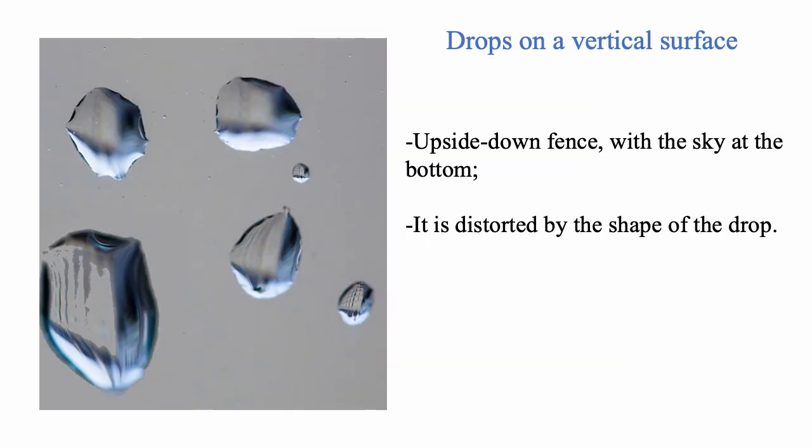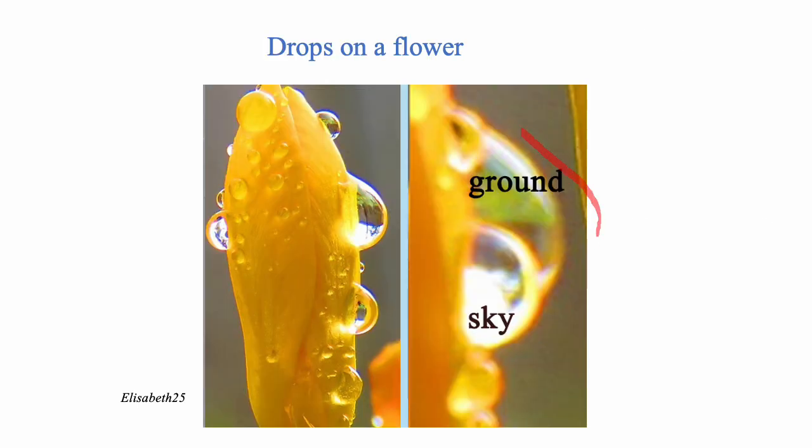These drops are reflecting an upside-down version of a fence with the sky above it over here. And you can see in all cases we have the fence on top and the sky below. And they're distorted by the shape of the drop. And here again the drop mimics what's around it, but upside down. So the ground is on the top and the sky is on the bottom.